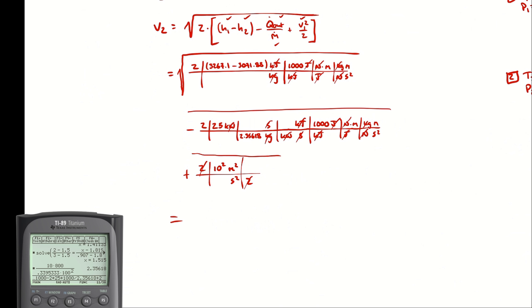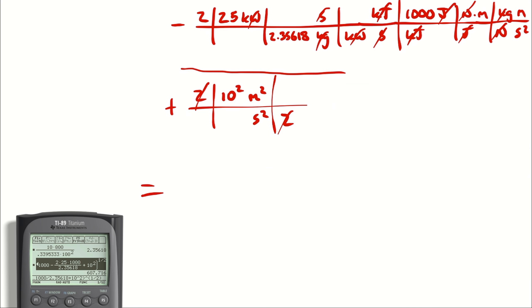2 times 10 squared. Can't use the caret. Have to use to the power of 2. And then divided by 2, I will just get rid of the 2. And I close my parentheses and raise that to the power of 1/2 at the end. And I get 607.716. Let's just double check. 2 times 3267.1 minus 3071.88 times 1,000 minus 2 times 25 times 1,000 divided by 2.35618 plus 10 squared, all inside parentheses raised to the 1/2 power, which gives me 607.716.